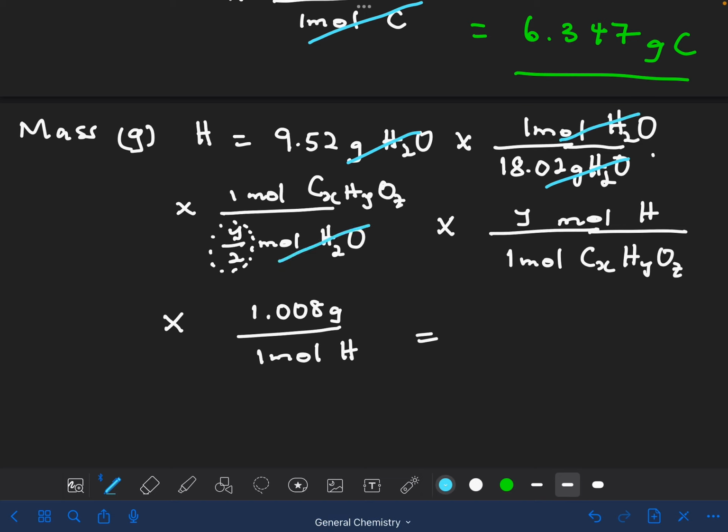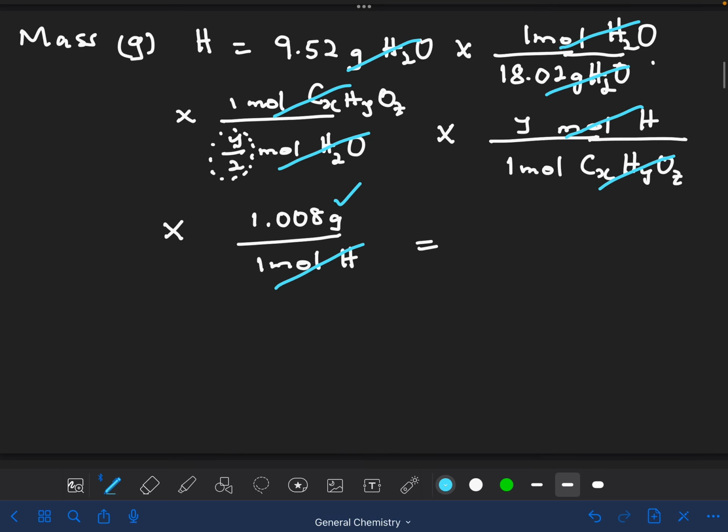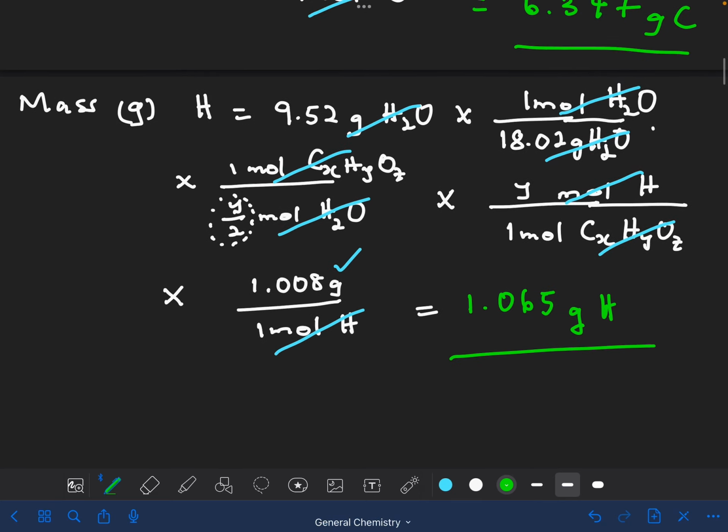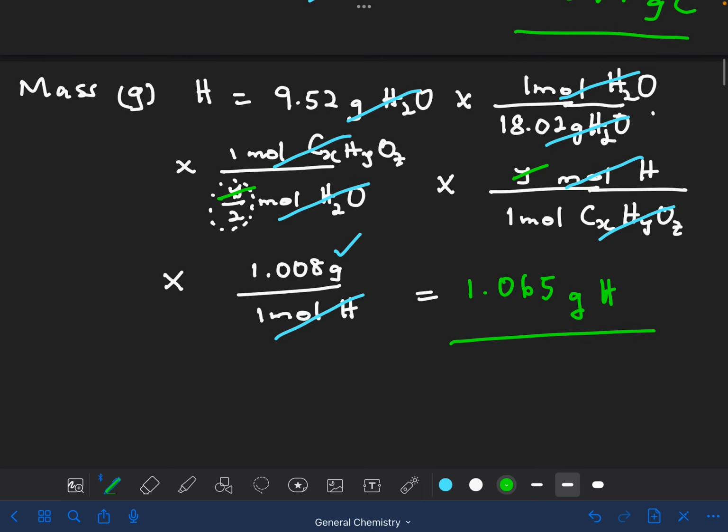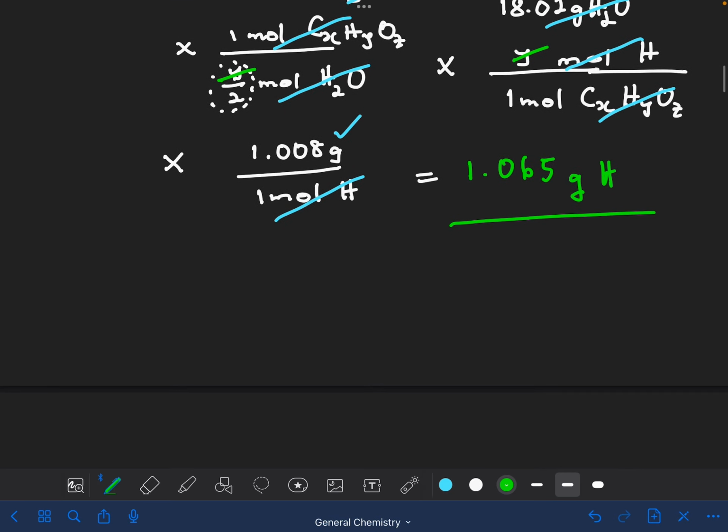This one with this one, this one with this one, this one with this one, until you are left with the units of interest, right? And so if you do that calculation, you will get 1.065 grams of hydrogen. These are the grams of hydrogen in the original sample, right? And do take note that this Y will cancel with this one over here. So you will actually get this point at this point.